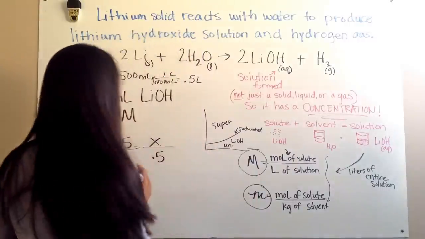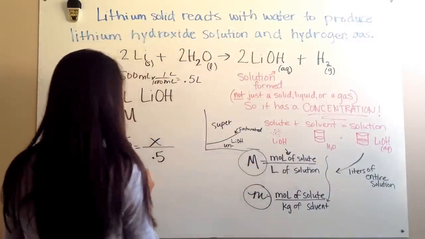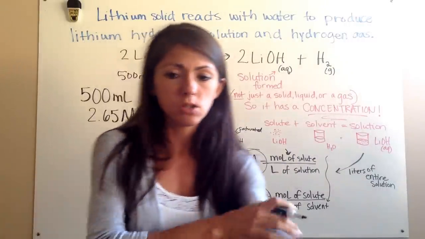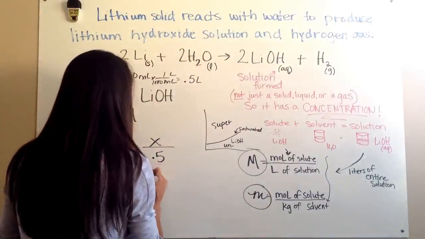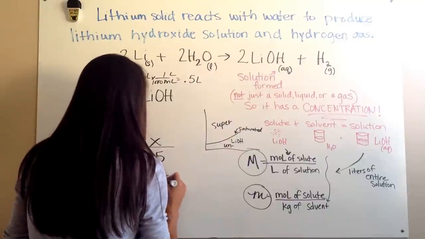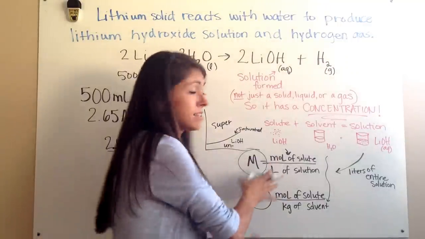So we're going to cross multiply, and so X, which is our moles of solute, is going to be 0.5 times 2.65. Now when you multiply these, you're going to get 1.175 moles of LiOH. That's how many moles are contained in this solution.